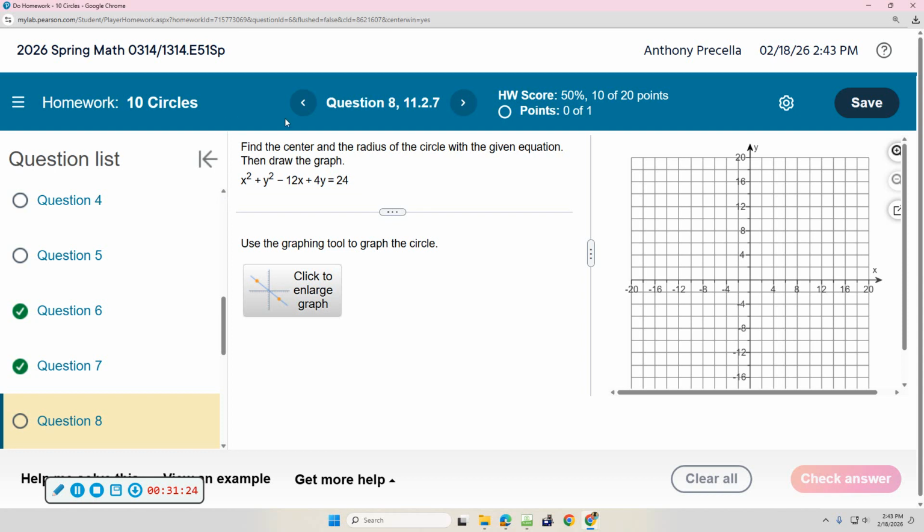That's the problem. We're going to have to take equations that have been expanded through foiling and rewrite them so that they're in center radius form.